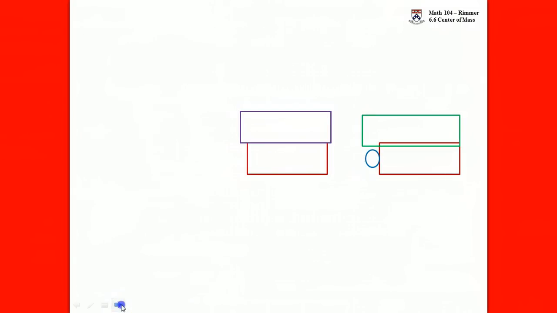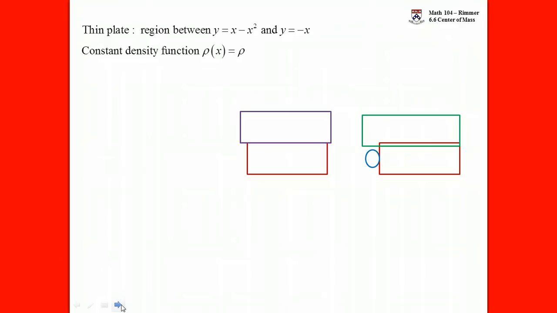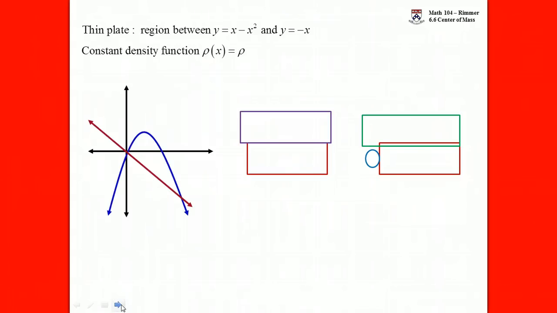Okay. All right. Let's see an example. My region is going to be between these curves, x minus x squared and negative x. My density is going to be some constant rho, which won't play a role. So there's my line y equals negative x, and there's my curve y equals x minus x squared. If I was to give this some thin thickness and turn it on the side, there'll be a plate in that shape, and I'm looking for the place where I can balance the plate. Density is uniform throughout, so it won't play a role.